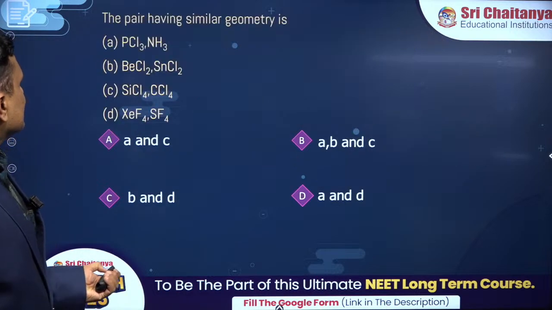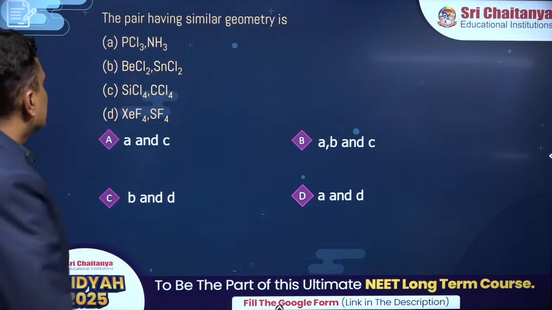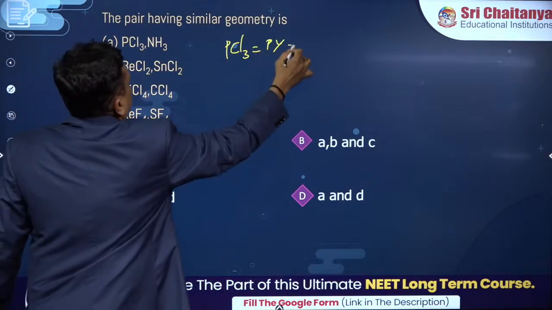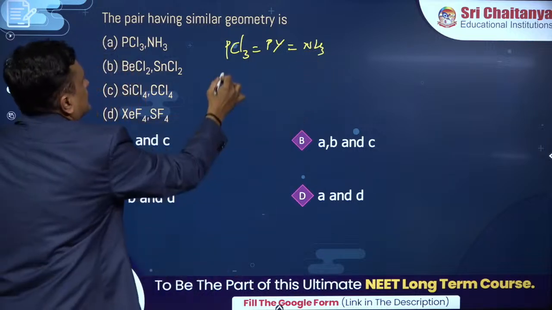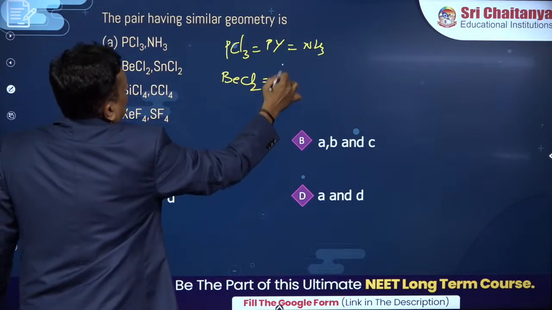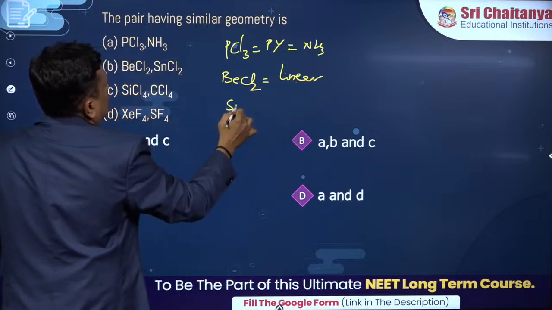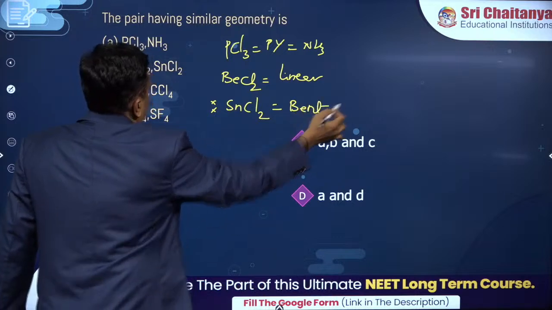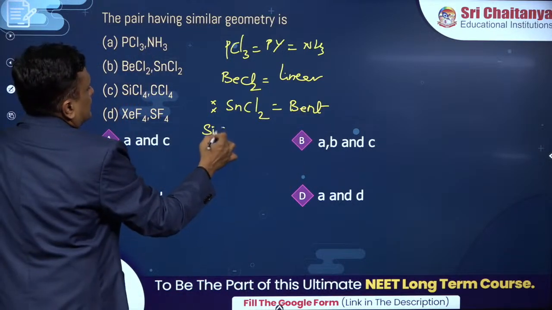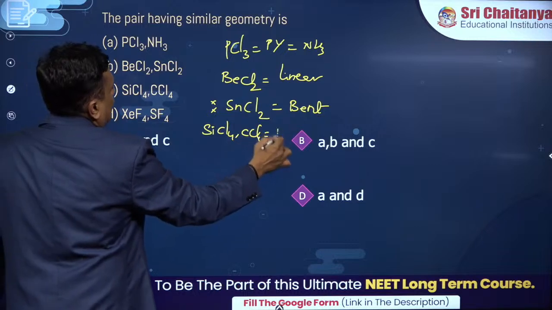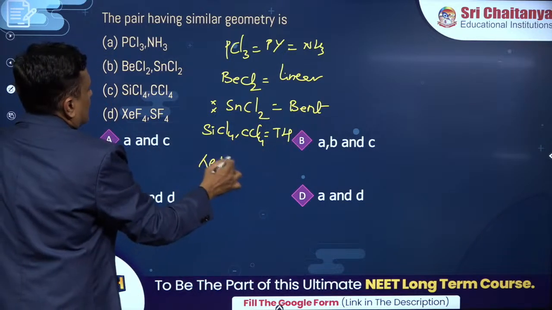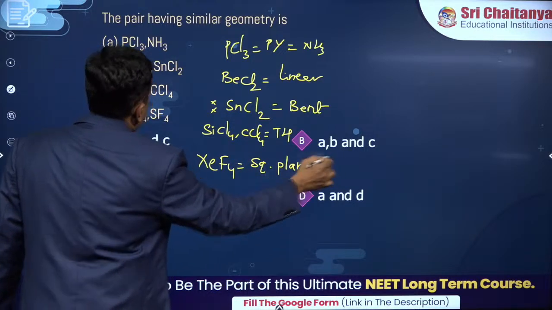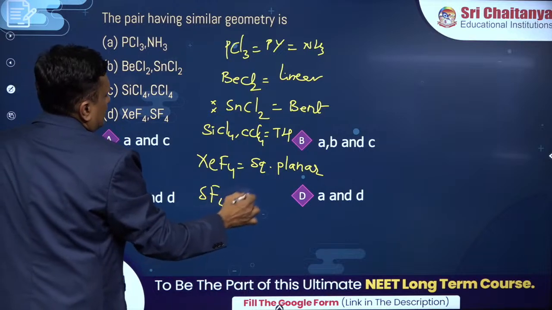Alright. Next, let's move on. Similar geometries. PCl3 you know is pyramidal. Let me write the geometry of all. So, as ammonia. BeCl2 you know is linear. SnCl2, because of the lone pair of electrons on the tin, is bent. Alright. Then what do we have? SiCl4 and CCl4 are tetrahedral. XeF4 is square planar. We have worked out all the examples in our previous sessions, and SF4 is seesaw.